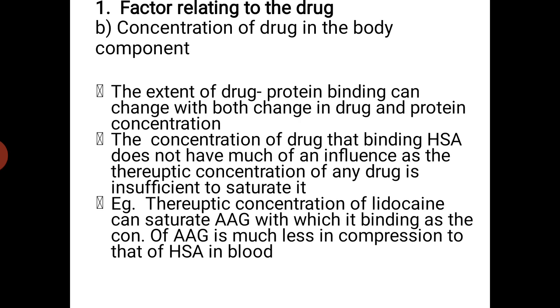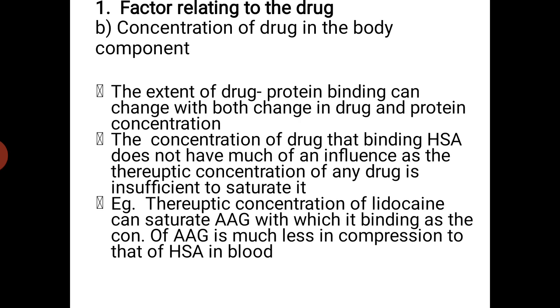Now you listen to the significance. So a drug that binds to the albumin, the drug concentration usually will be less than that of albumin concentration, because the albumin concentration is high. The drug will not saturate the albumin, whereas the concentration of AAG is less. Alpha-1 glycoprotein concentration is less in the blood. The drug example is lidocaine.